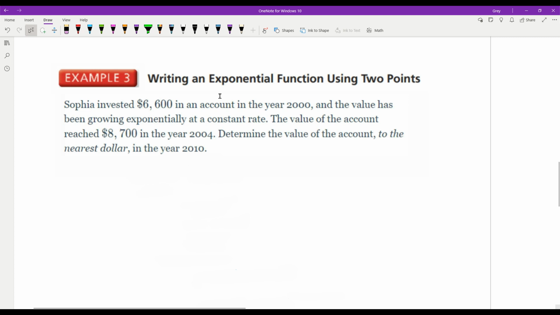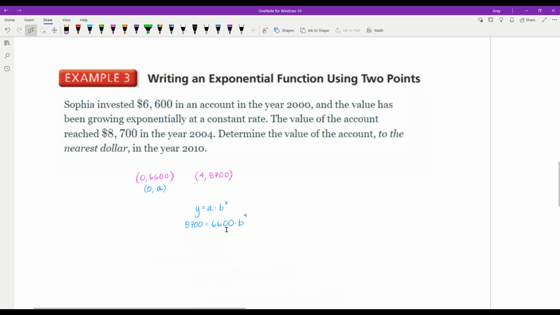So $6,600 in the account in year 2000, that's like my beginning amount. So the easiest way to tackle that is to say, okay, well, in the beginning, at x equals 0, which is the beginning, I have $6,600. And then after 4 years, I have $8,700. And I know that whatever number goes with 0 is going to be my a value. So I have my equation, y equals a times b to the x. And y is 8,700. A is 6,600. And b, I don't know, but x is 4.